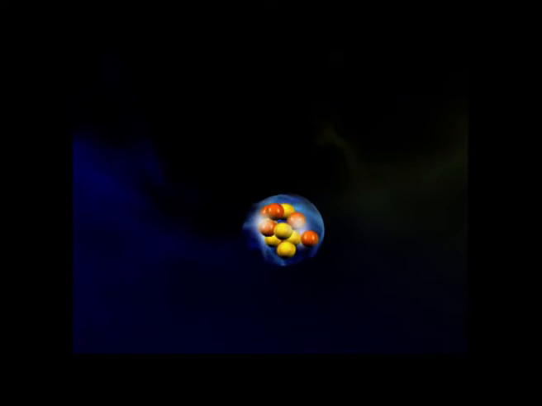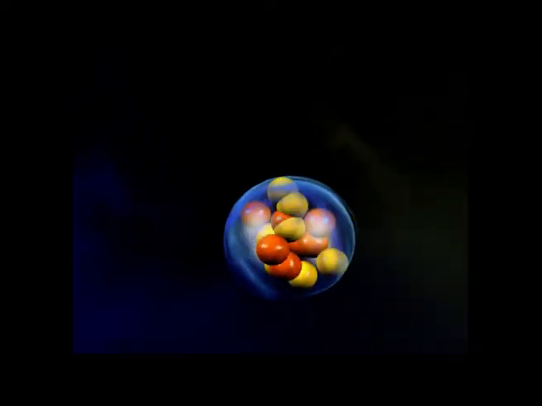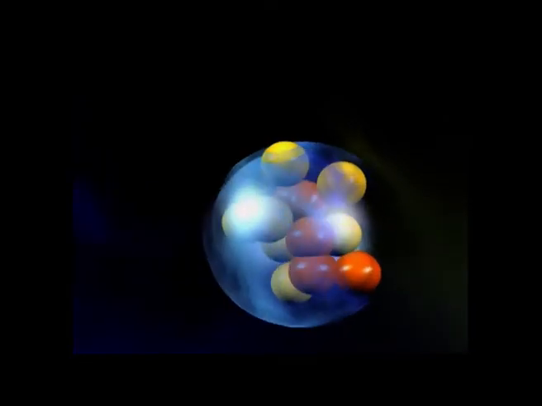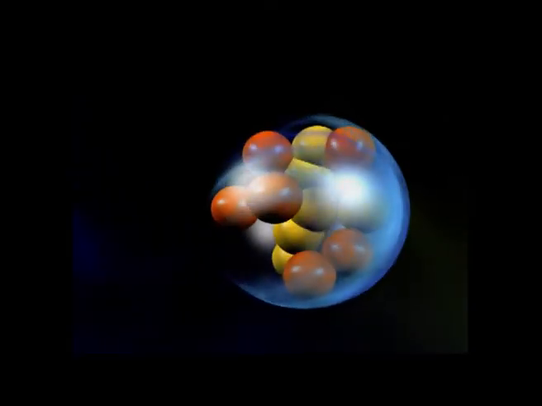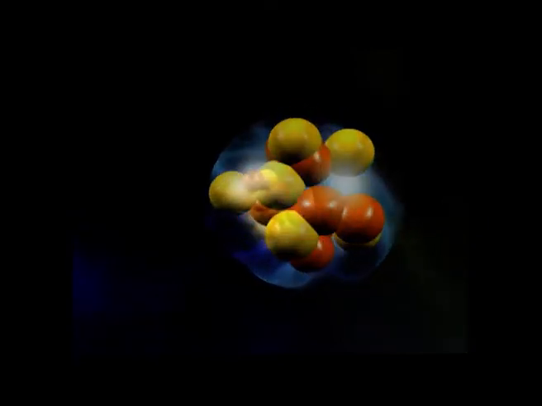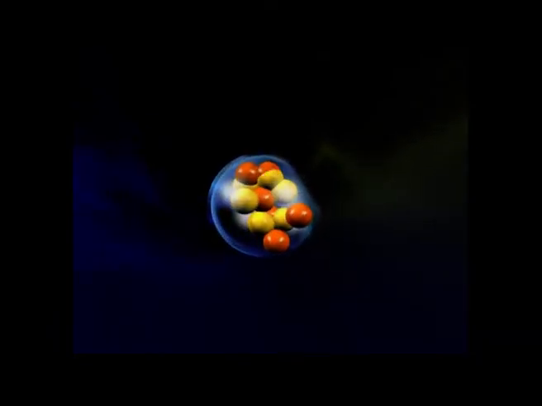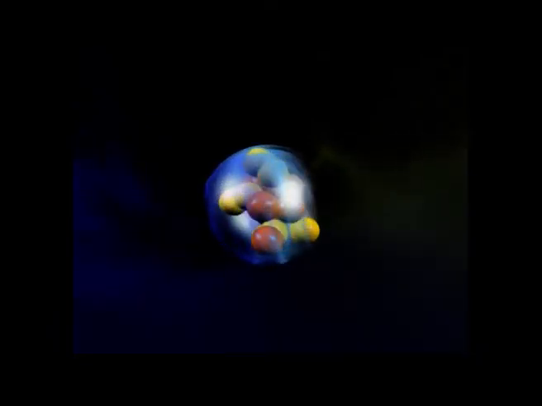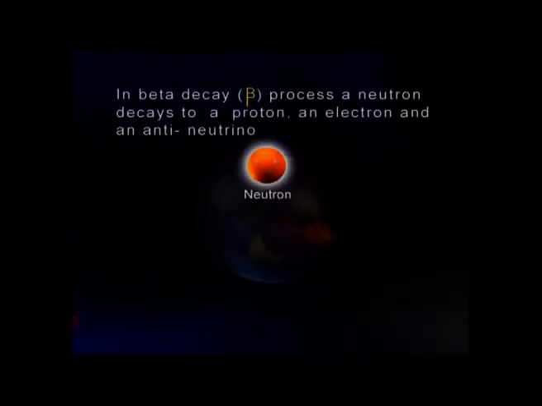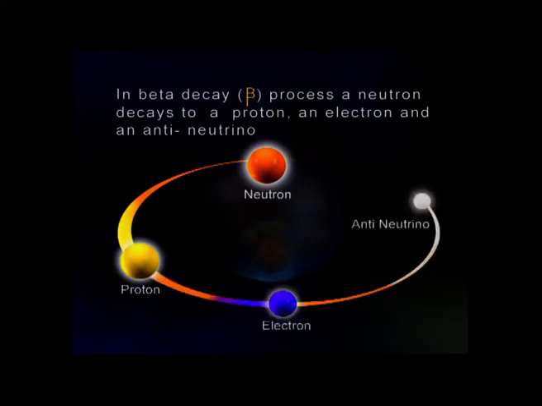The strong force and the weak force are known to be present in atoms. It is the strong force that binds together the protons and neutrons present in the nucleus. The weak force, on the other hand, is responsible for the beta decay process, in which a neutron decays to a proton, an electron, and an anti-neutrino.